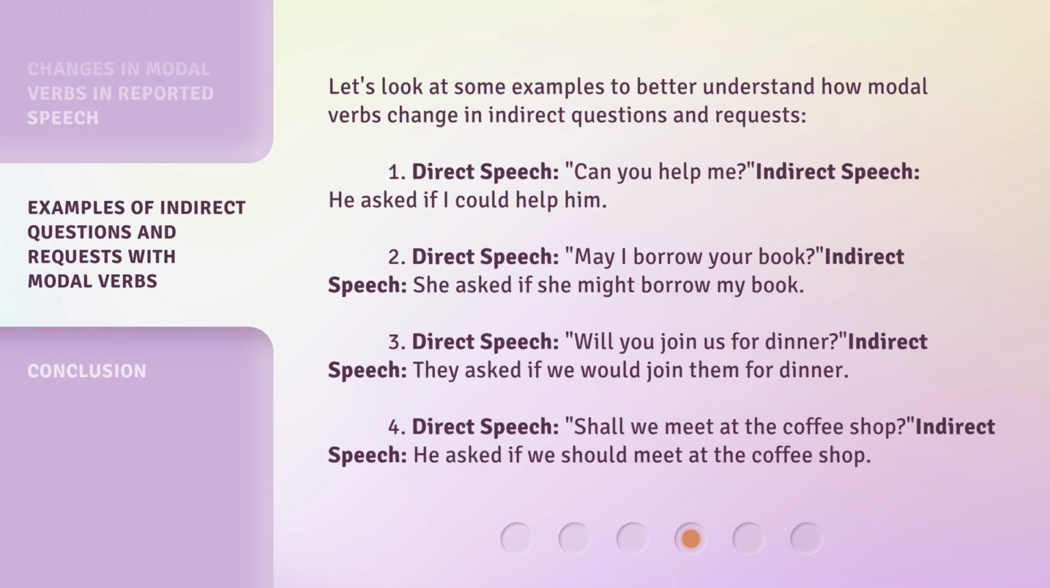Let's look at some examples to better understand how modal verbs change in indirect questions and requests. 1. Direct speech: Can you help me? Indirect speech: He asked if I could help him. 2. Direct speech: May I borrow your book? Indirect speech: She asked if she might borrow my book. 3. Direct speech: Will you join us for dinner? Indirect speech: They asked if we would join them for dinner. 4. Direct speech: Shall we meet at the coffee shop? Indirect speech: He asked if we should meet at the coffee shop.